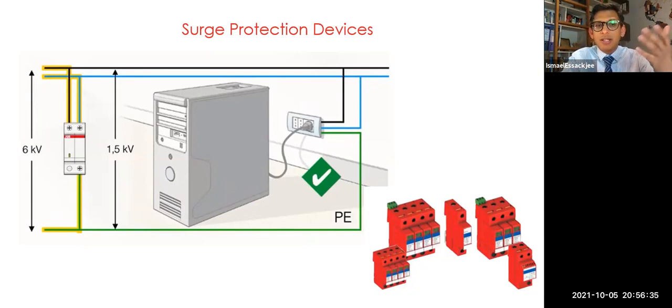So be very careful. Install such a device if you have sensitive, delicate equipment, because when we are speaking about IoT, these are most likely electronic devices, and you have the antenna, the communication port, and so on. These are very sensitive equipment. You're investing in this equipment, so protect it using a surge protection device.